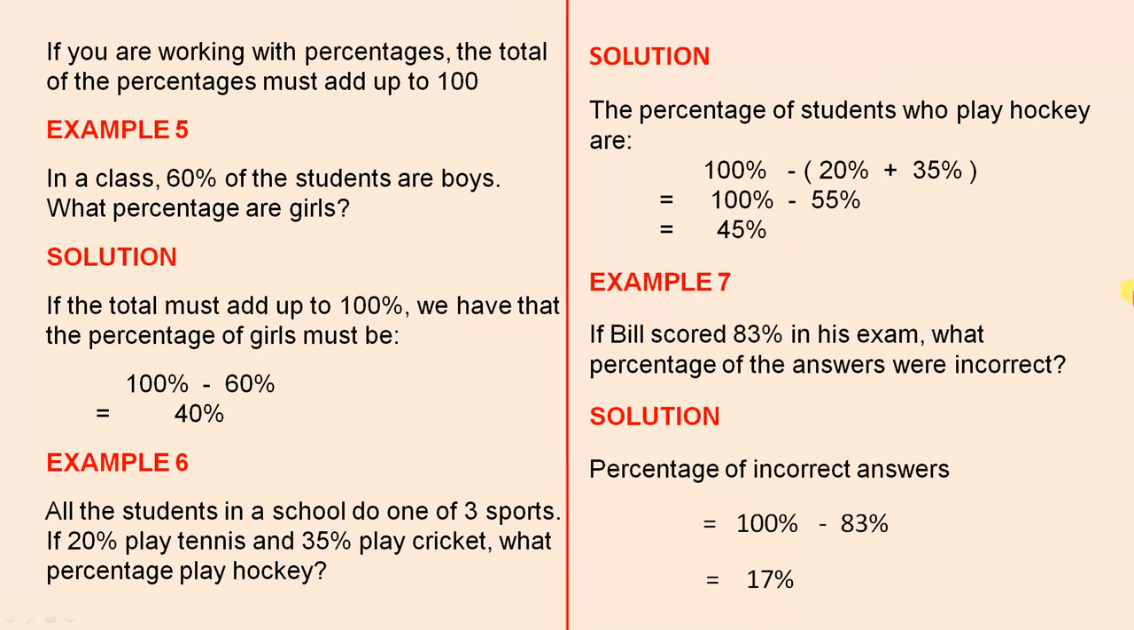Example 7. If Bill scored 83% in his exam, what percentage of the answers were incorrect? The solution, the percentage of incorrect answers are 100% minus 83% gives us 17%.